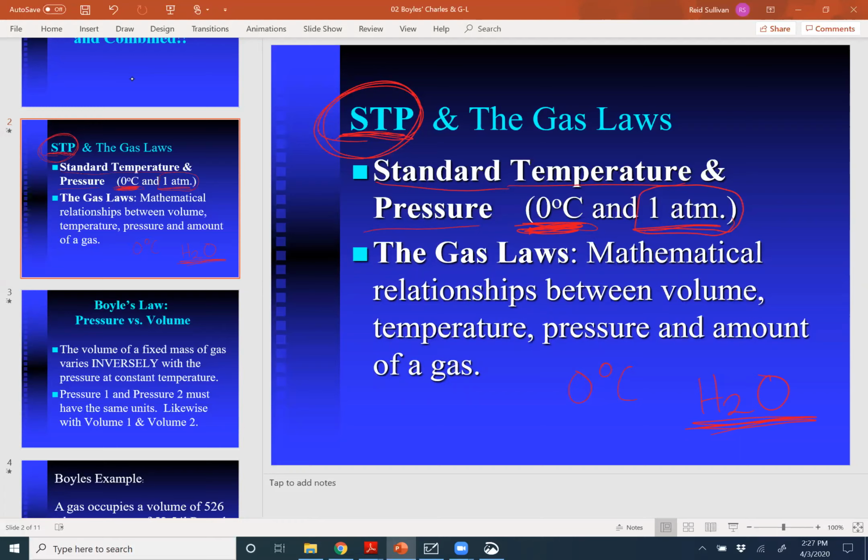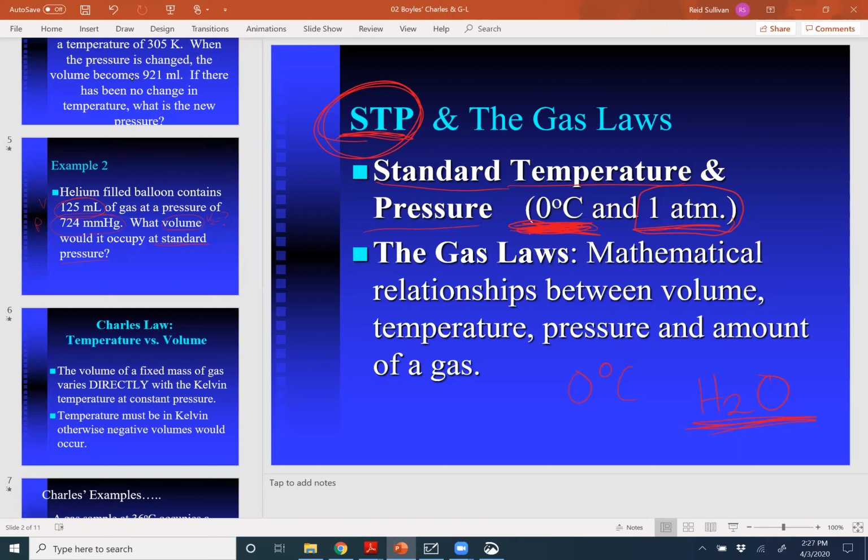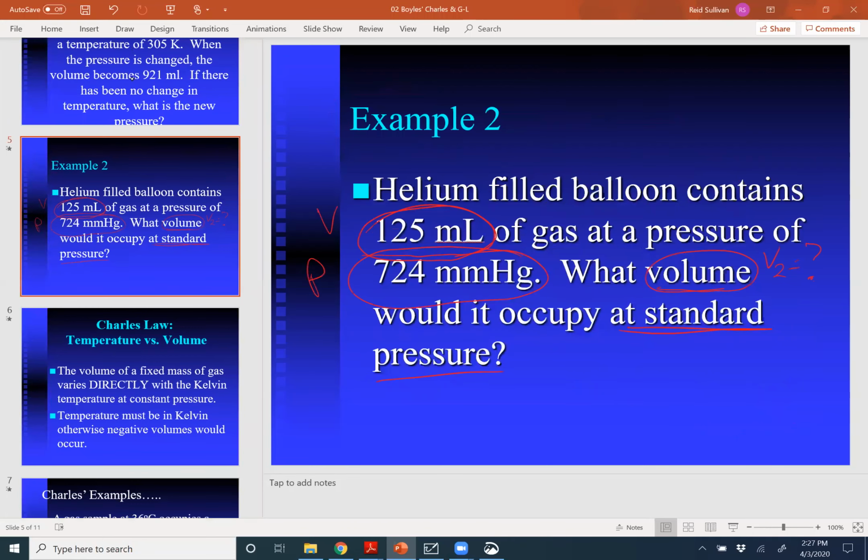There's a problem with this, though, as you will see in our next couple of laws: if we're going to use degrees C in mathematics, that's 0. And anytime you multiply something by 0, you get 0. So we're going to need to change that. So our problem down here asks us for the standard pressure. So this is our pressure 2, and standard pressure is 1 atm.